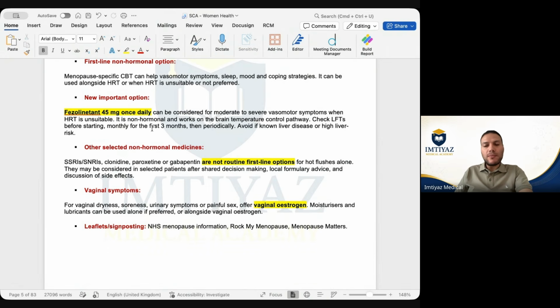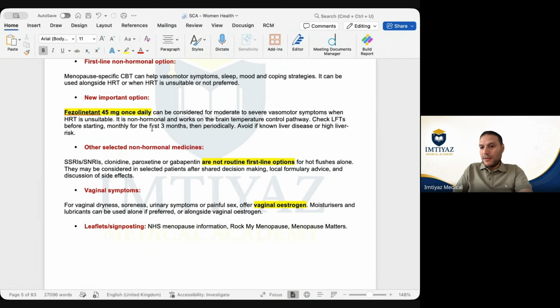Fezolinetant, how does it work? In a very simple way, it works in the temperature regulating center in your brain. It plays with the chemicals that are responsible for feeling hot, sweaty, having hot flushes and so on. It is a basic way you can explain this. You take it once daily. If she doesn't want this, or she declines this one, at that point you can start SSRI or SNRI.